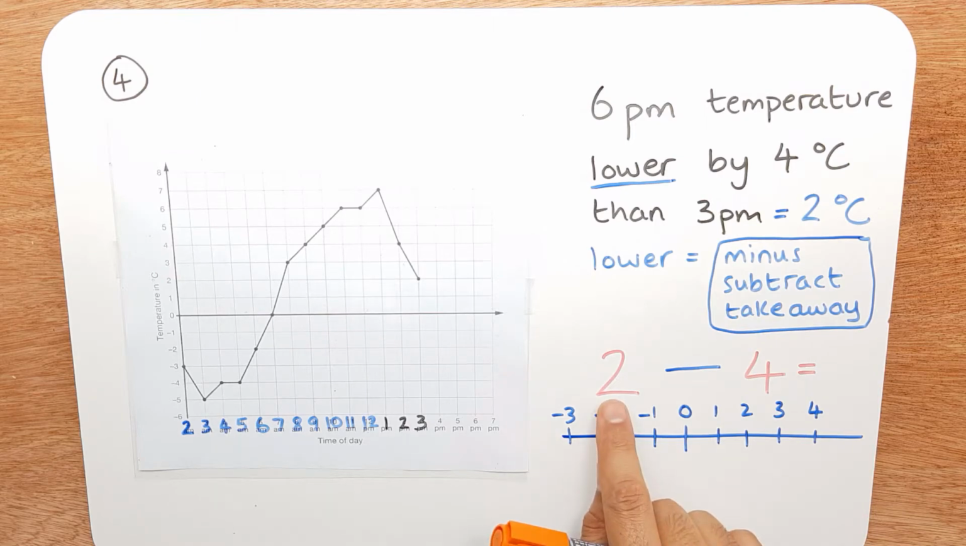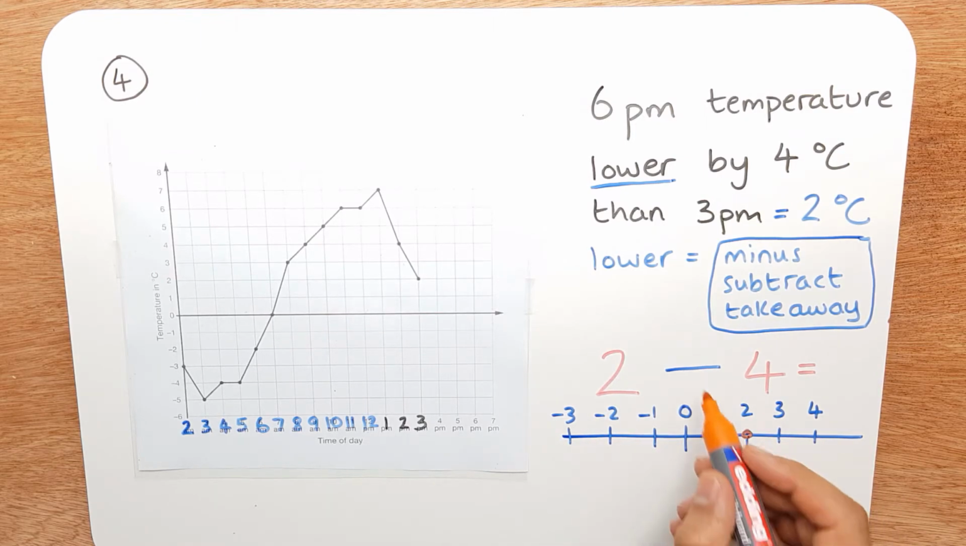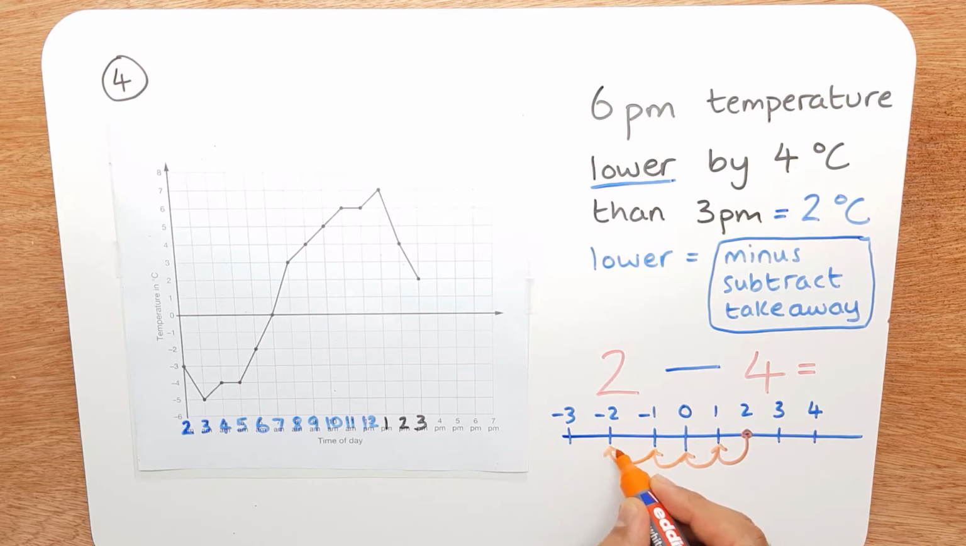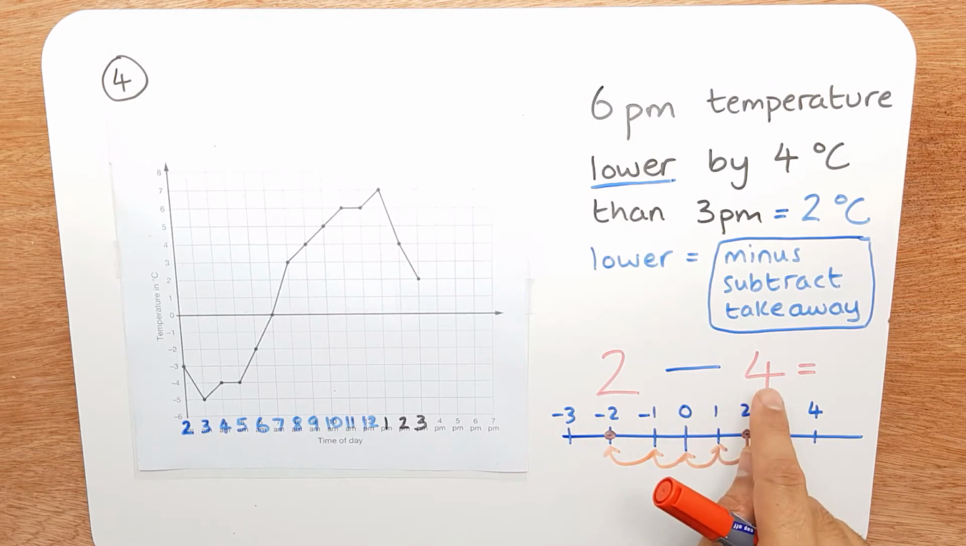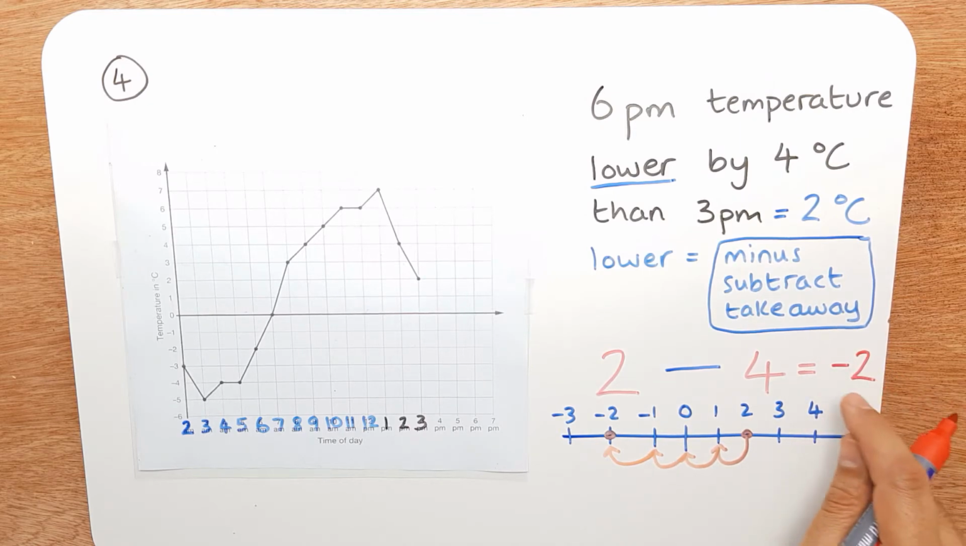So we start at 2 degrees here, and we take away 4. So we jump back 4. 1, 2, 3, and 4. And we end up on this number here, -2. So 2 take away 4 is equal to -2.